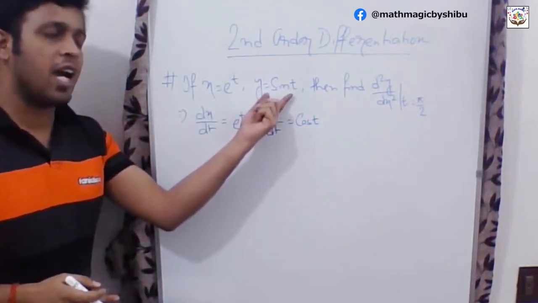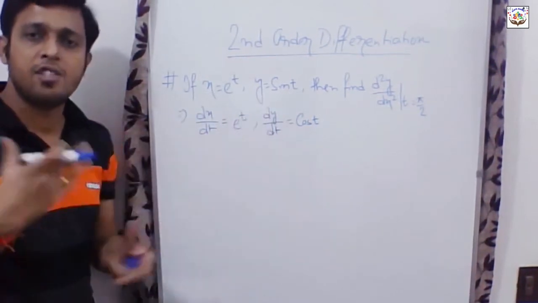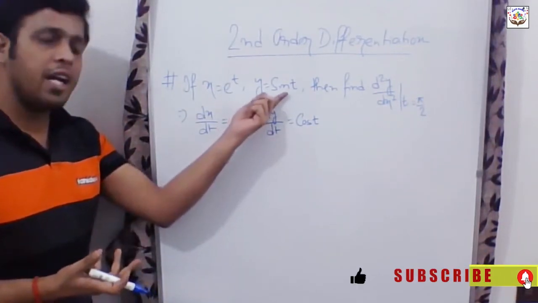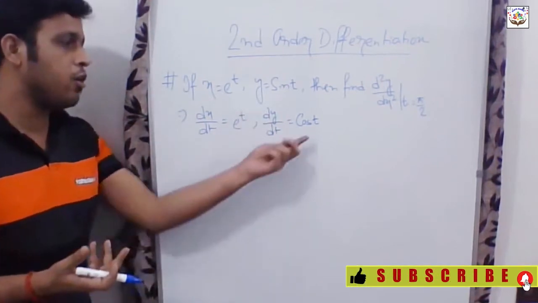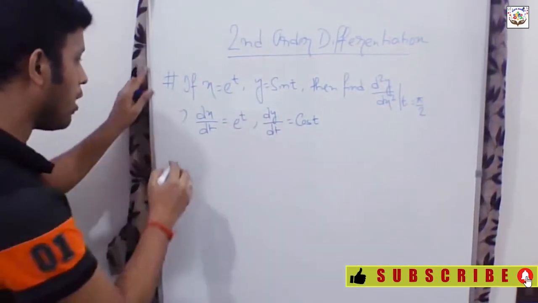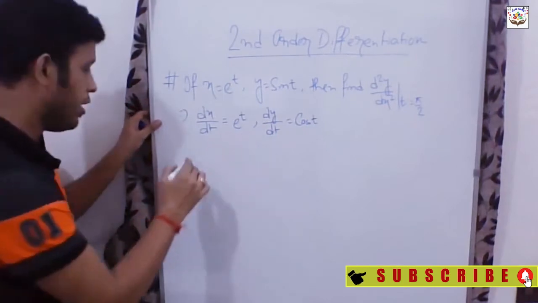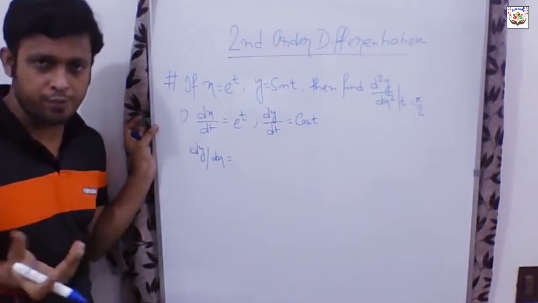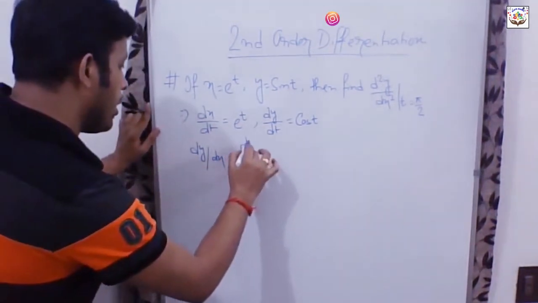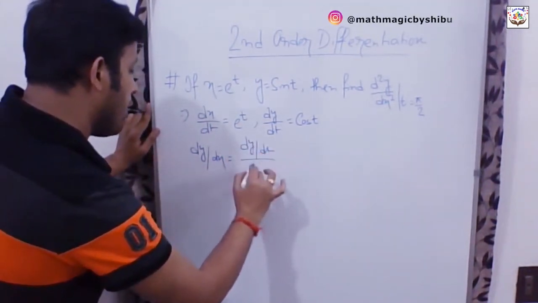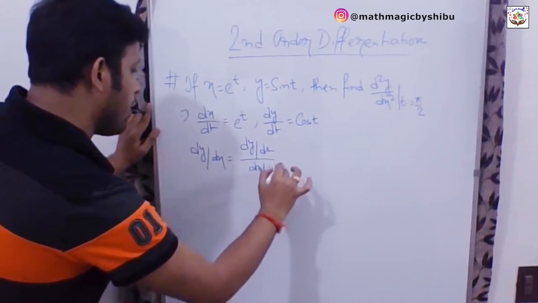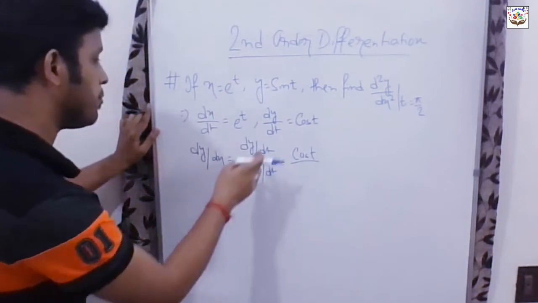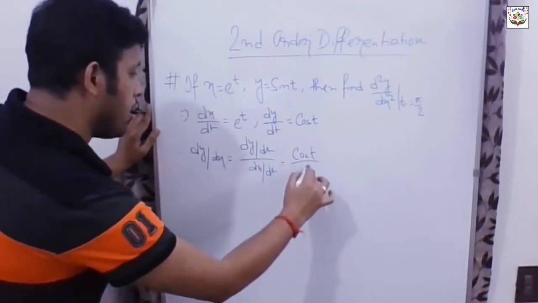If we are differentiating sin x with respect to x, then the differentiation is cos x only. Just like this, if you are differentiating sin t with respect to t, then it will be cos t only, right? Now dy/dx, like we did for several of our differentiation problems, will be dy/dt divided by dx/dt. That means dy/dt is cos t and dx/dt is e to the power t.